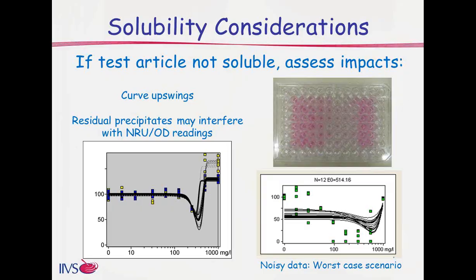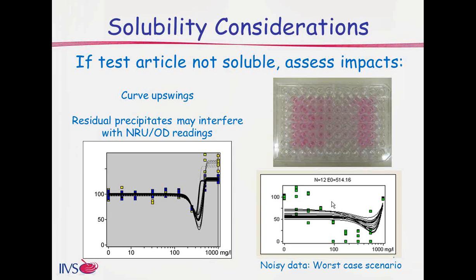So here are a couple examples of what data could look like in a case where solubility affected our final result. So in the example here, we have curve upswings. So you can see as we start increasing our concentrations of test material, we start to see a drop, and then finally this spike at the end of our dose response curve. That perhaps is due to residual precipitates interfering with our NutriRed, or maybe even making the optical density readings, the media, a bit cloudy.